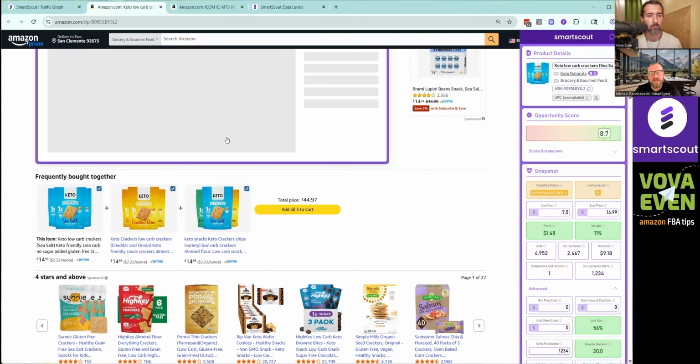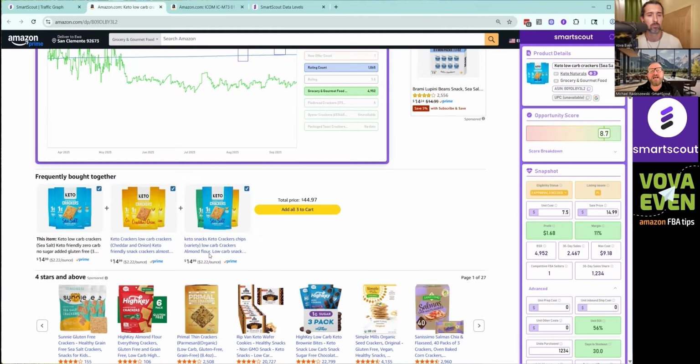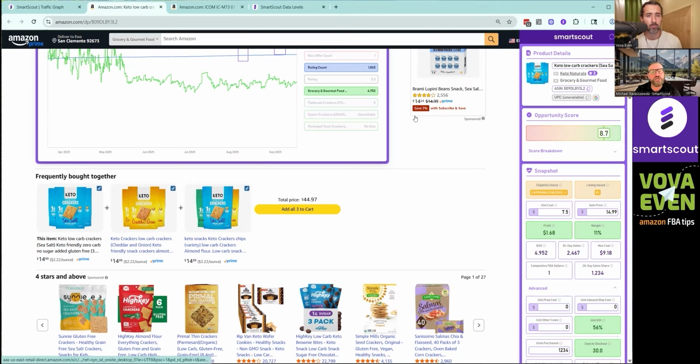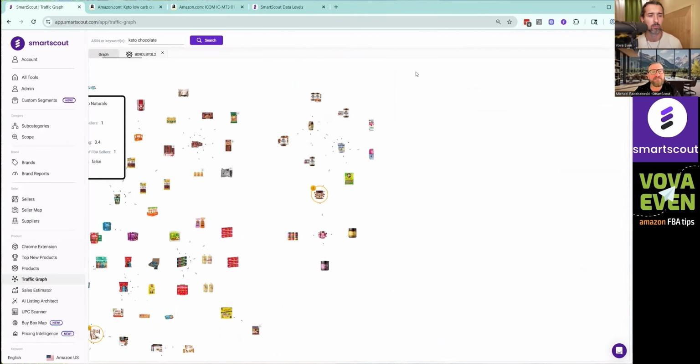But generally speaking, it's real estate within the product listing that you can't advertise to get into, right? You have to literally be bought with that product. So what we've done is we've reverse engineered what that actually looks like behind the scenes. And that's what this Traffic Graph is.